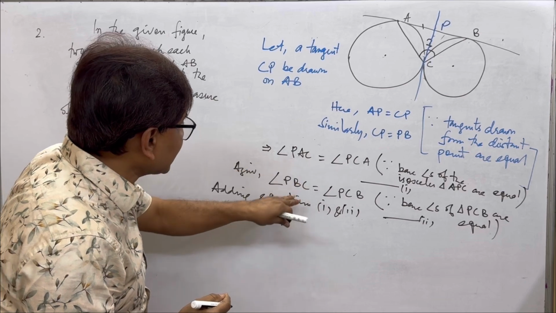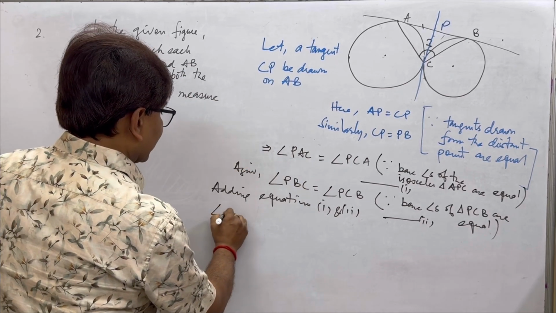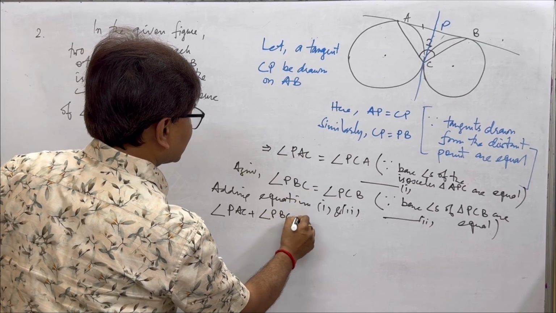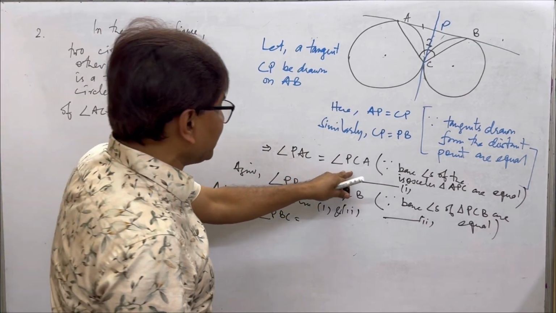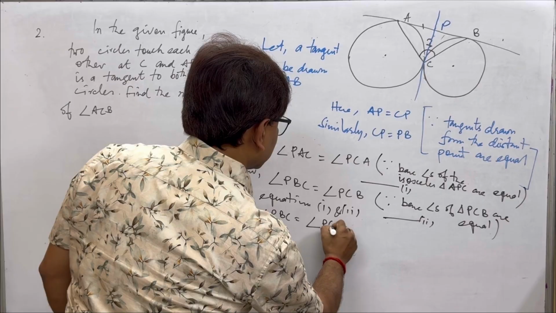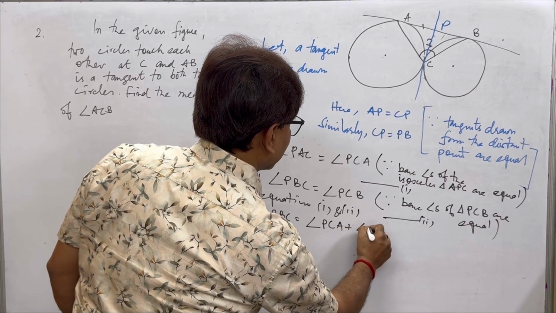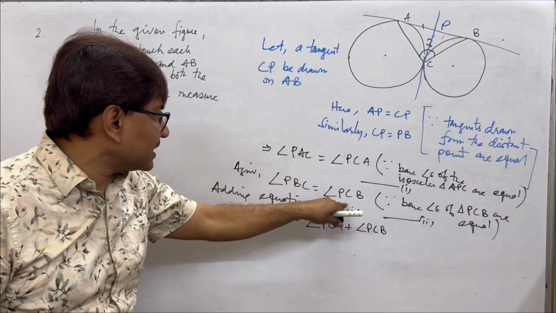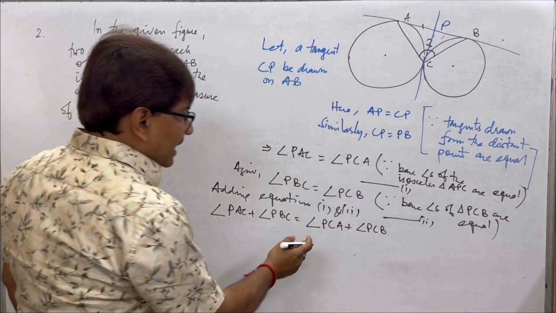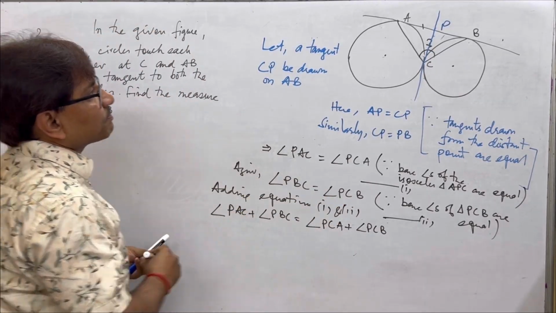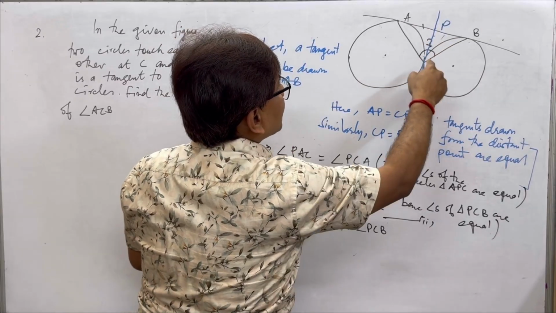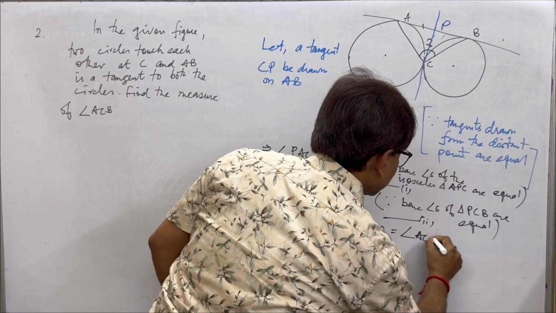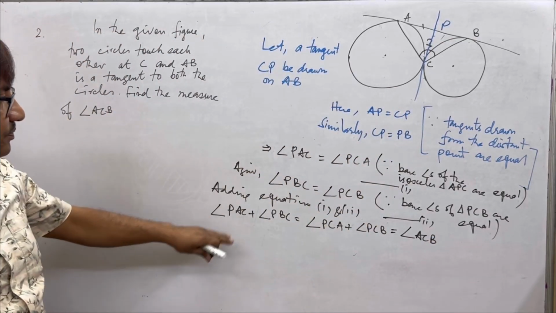Angle PAC plus angle PBC equals angle PCA plus angle PCB. Any doubt? This plus this equals this plus this. We can write again PCA plus PCB. Therefore angle ACB we can write equals angle ACB. Yes or no?